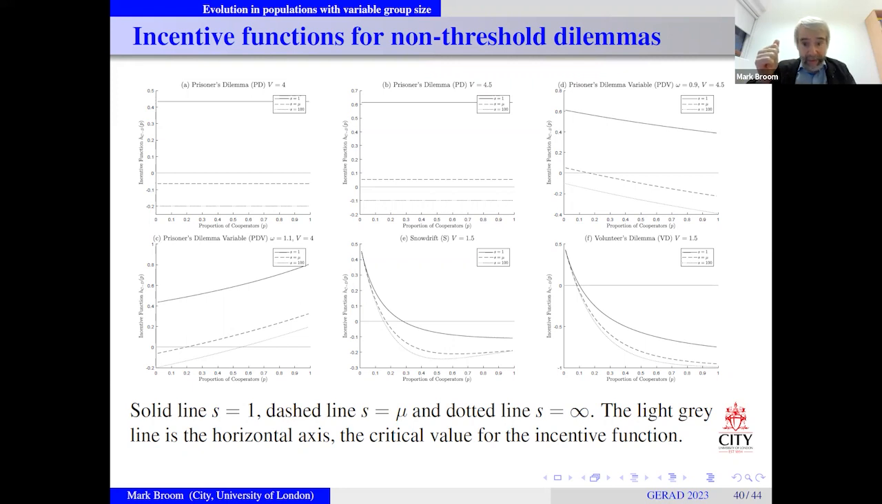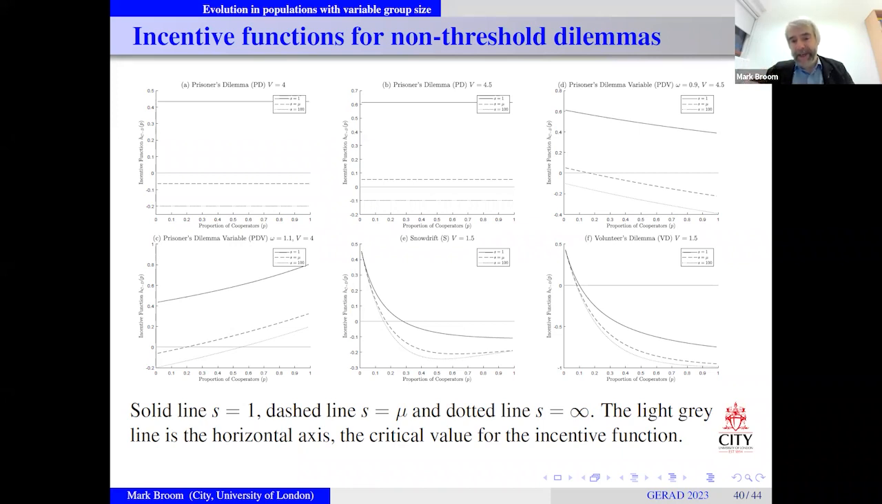So, for instance, if you look at the third figure along, the incentive function is on the y-axis. 0 is halfway up, and so if you're above 0, then you're doing better. And if you're above 0 when the value is 1, then 1 is stable. So everyone cooperating is stable. If you're below 0 when the value is 0, then everyone defecting is stable. And so here, the cooperators do better than defectors for S equals 1 for all population sizes.